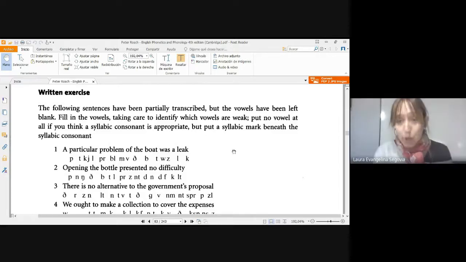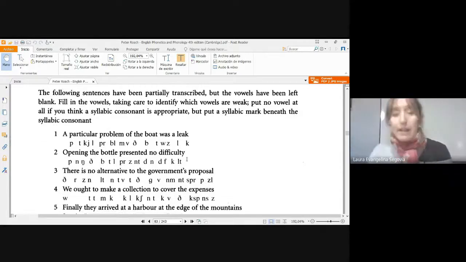So what you need to know is to fill in the vowels and to think which ones, for example, are weak. And if you need to set a syllabic consonant, you have to put the syllabic mark, yes? But again, you have all the consonants here, and then to set the different vowels. Let's work with this first one. Here it says, a particular problem of the boat was a leak.